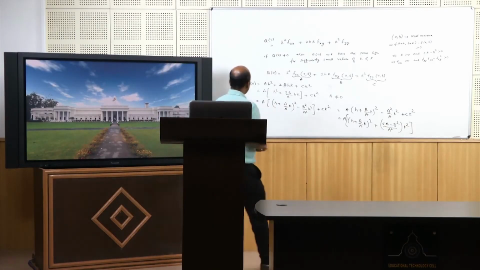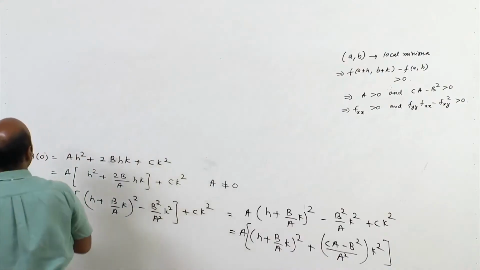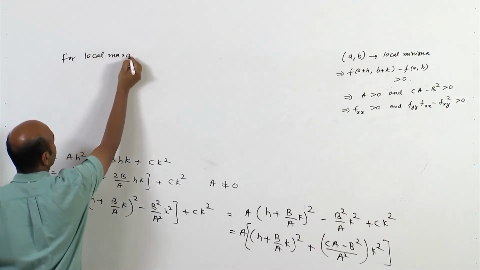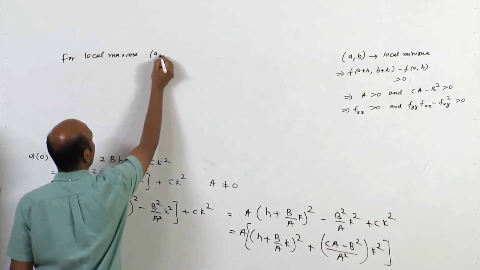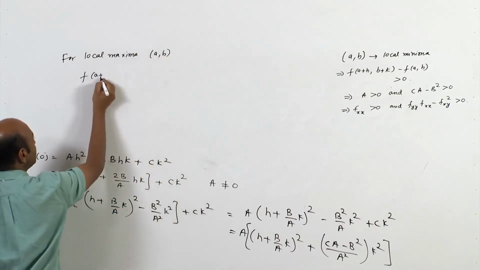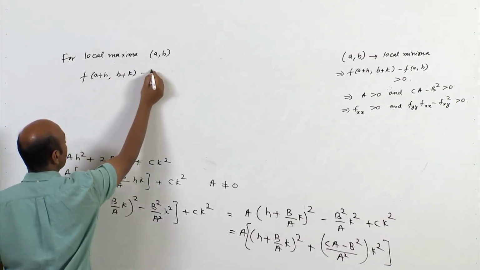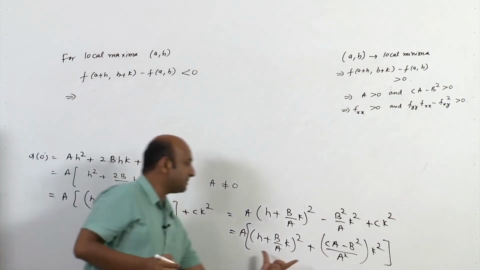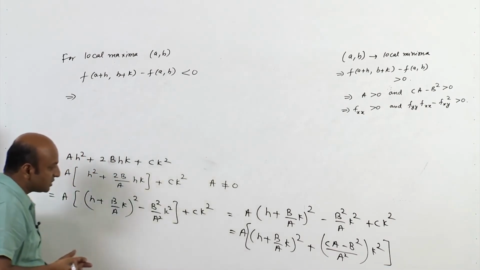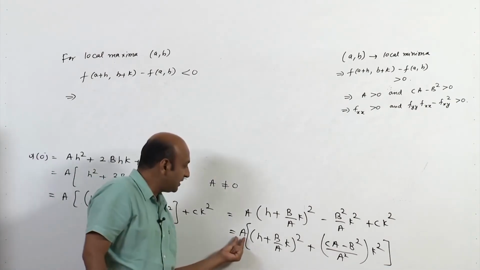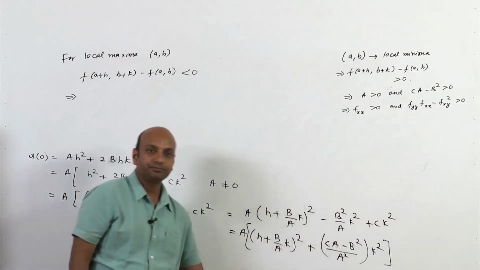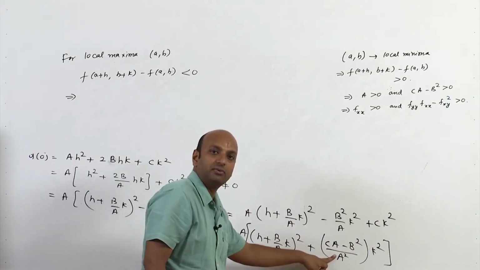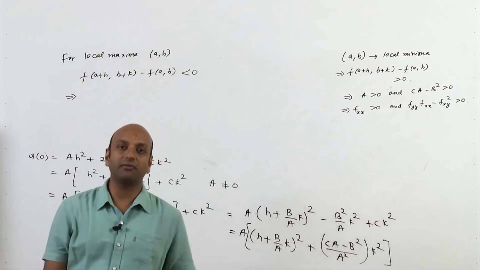Okay. Now, if you check for local maxima, if you are calling a b a point of local maxima, then f of a plus h, b plus k minus f of a b must be less than 0, and this implies this quantity must be less than 0. For this quantity to be less than 0, what we are having? We are having a must be negative and this must be positive, because positive plus positive is always positive and multiplied by a negative value is always negative.